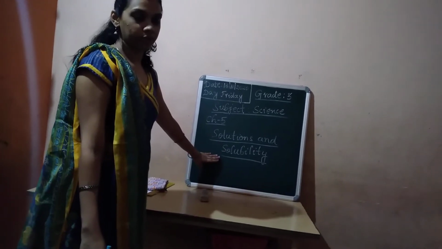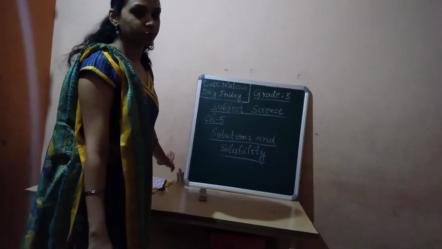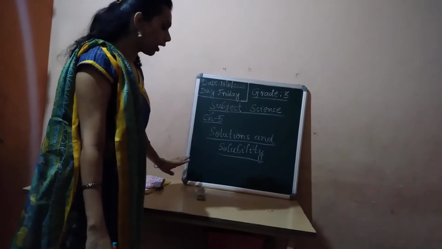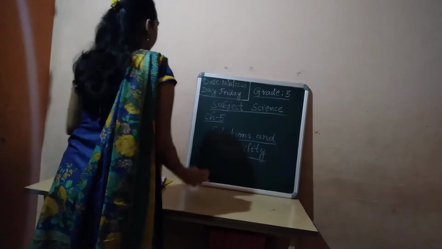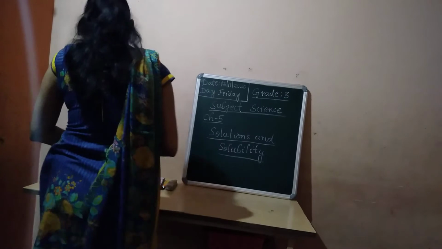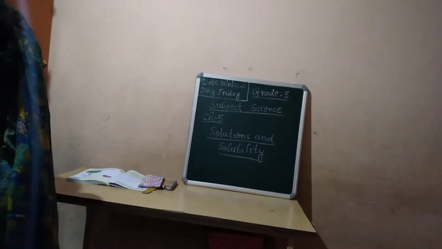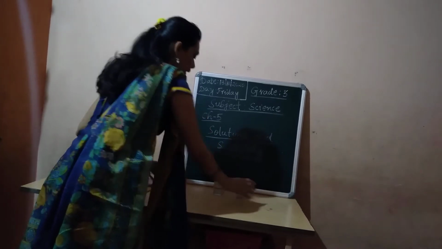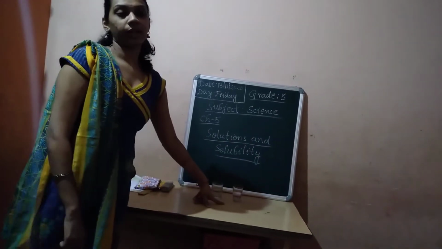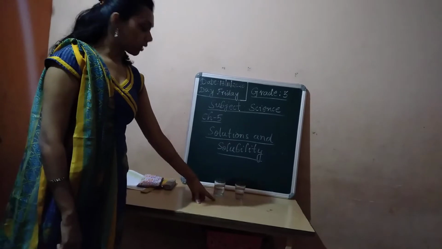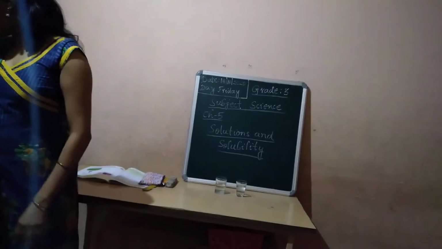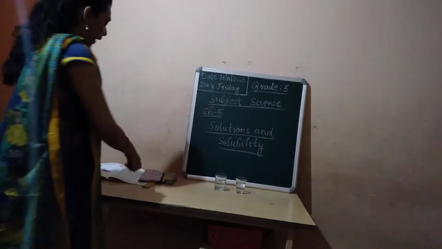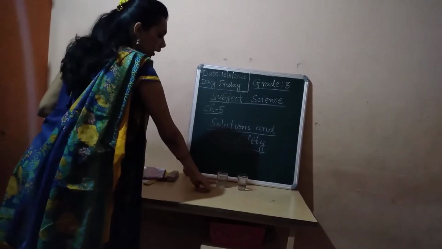Now before going to that, it is connected to chapter 4, the three states of matter: solid state, liquid state, and gaseous state. Now before going into this, I just want to do a small experiment for you. Please see here. I have kept two glasses, or two tumblers, which contain liquid, that is water. As we all know, water is a liquid.